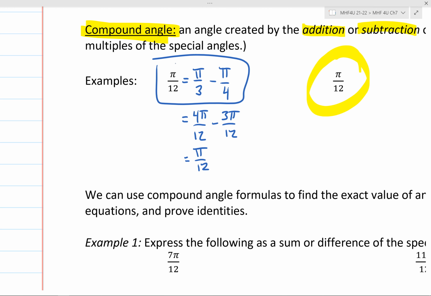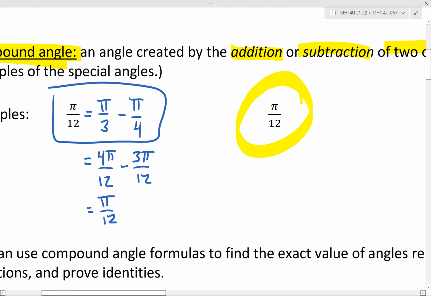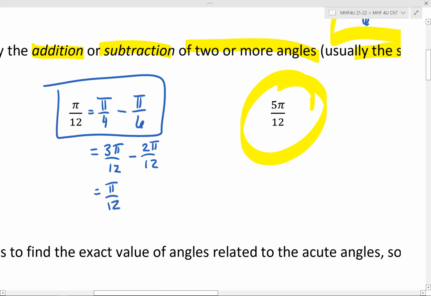Now, that might not even be the only method. If we have pi over 12 here again, we can work with it. Well, pi over 12 is like pi over 4 minus pi over 6. And you might say, well, hang on, I'm not positive on that. Let's double check. Pi over 4 is like 3 pi over 12, minus pi over 6, that's like 2 pi over 12. Lo and behold, 3 pi over 12 minus 2 pi over 12 equals pi over 12. So another way to create pi over 12 as a compound angle is pi over 4 minus pi over 6.